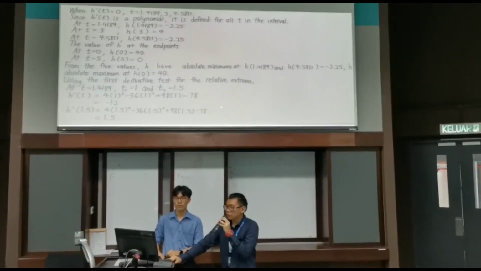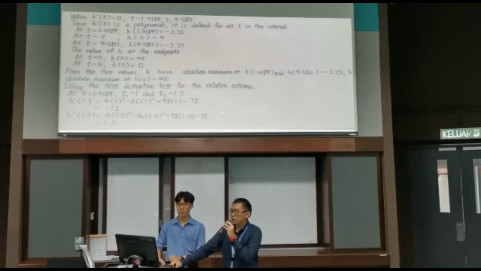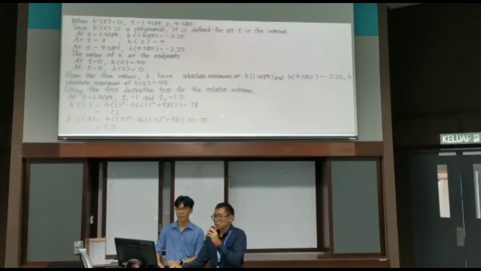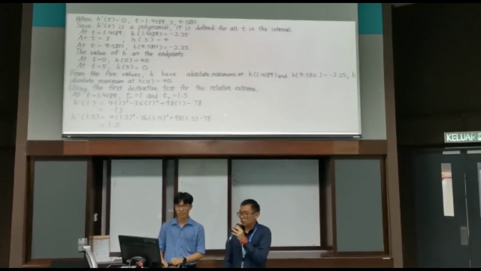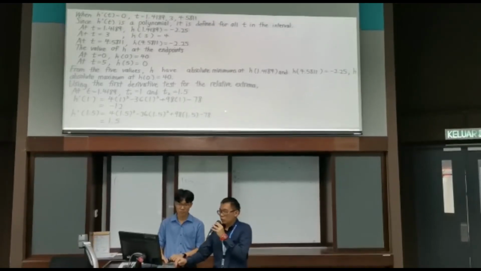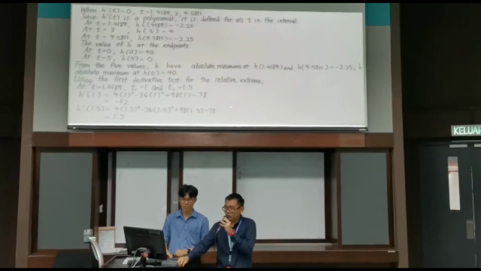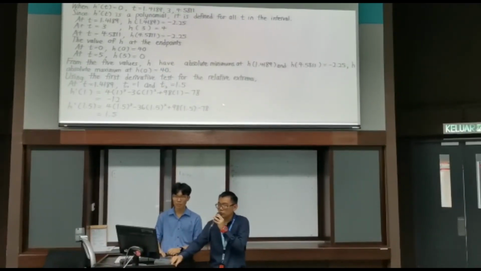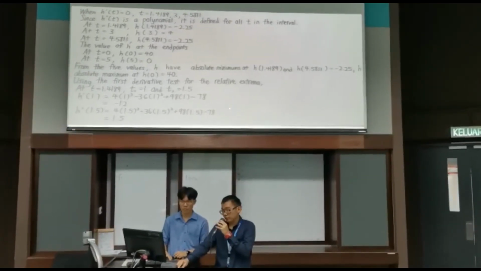Okay, next, from the calculation before, we know when h prime t equals 0, we will get 1.4189, 3, and 4.5811. Since h prime t is a polynomial, it is defined for all t in the interval. So we sub 1.4189, 3, 4.5811 into the function. Then we will get negative 2.25, 4, and negative 2.25.